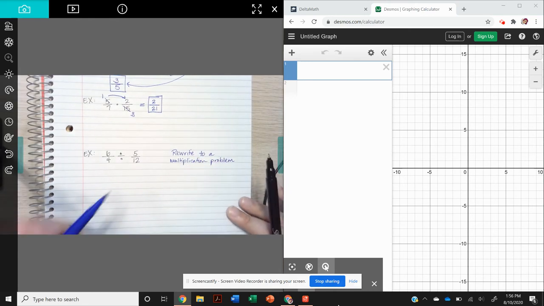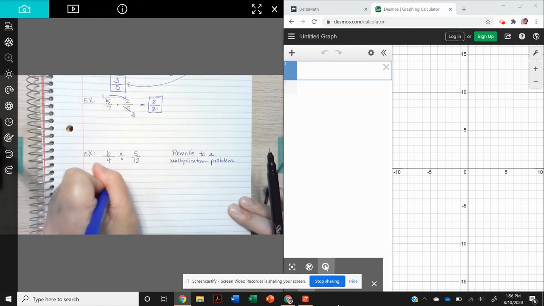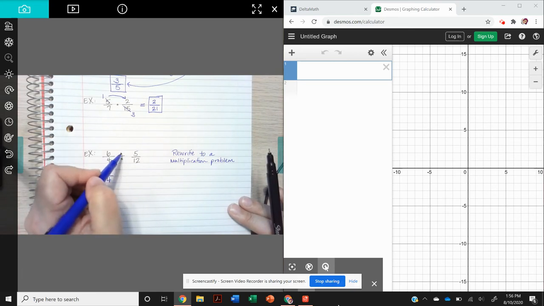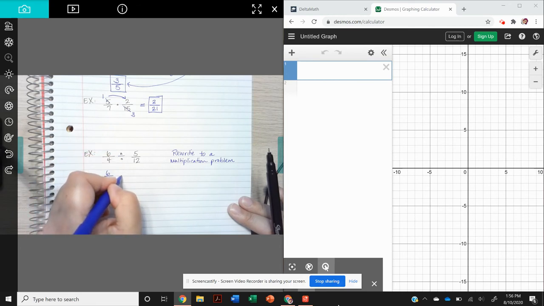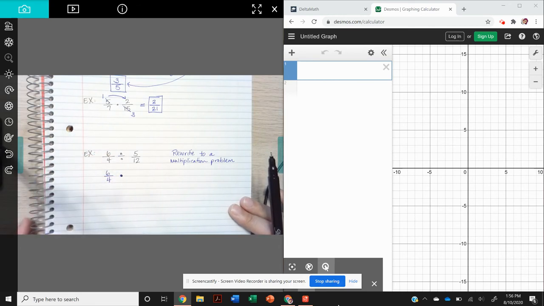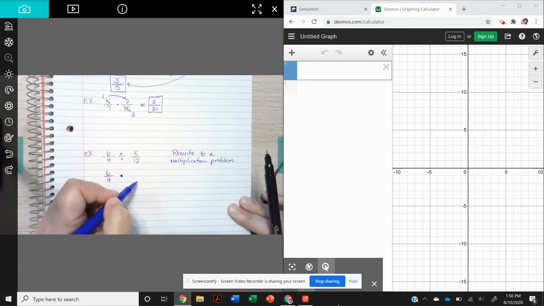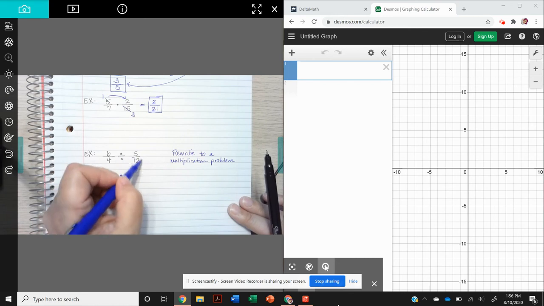All right. So 6 divided by 4 is going to stay. It remains unchanged. The division sign becomes a multiplication sign. And because you've done that, there is a reaction. This is an action. So there's going to be a reaction to that. And that reaction is I need to multiply by the reciprocal of the original one.